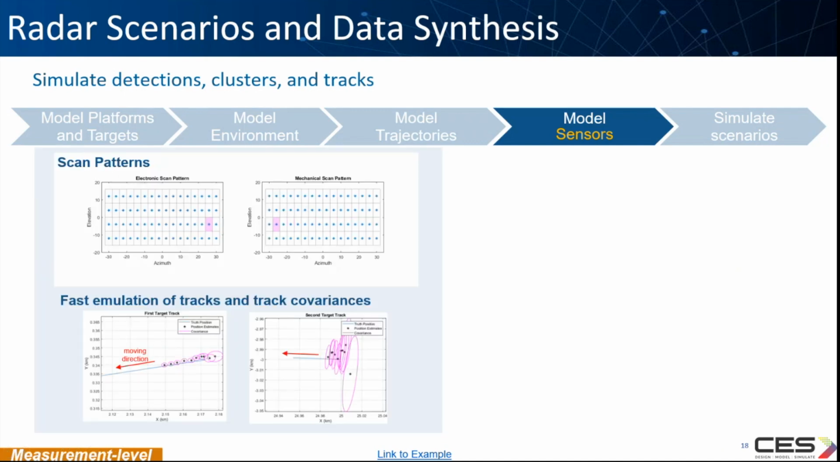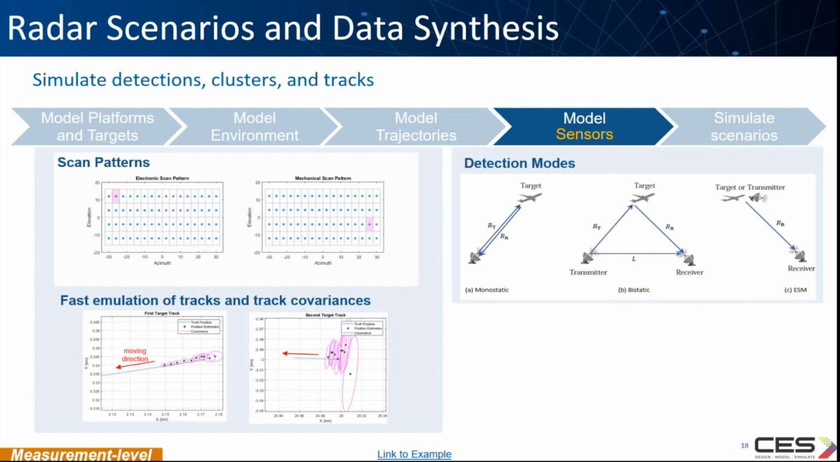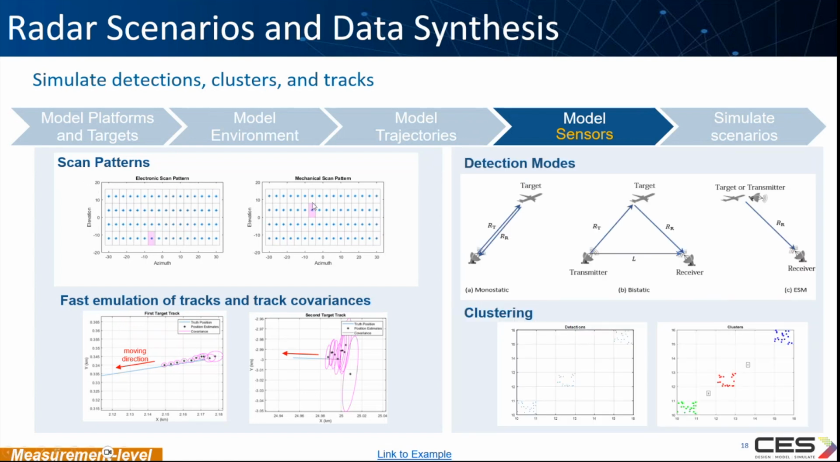Modeling the sensors, this is something we spoke about many times. You can model sensors in different ways and at different levels of fidelity. You can generate detections and use them for testing tracking algorithms, finding the moving direction. You can use those detections later on for tracking algorithm testing and validation, or you can also do that for clustering if you would like to group your detections.